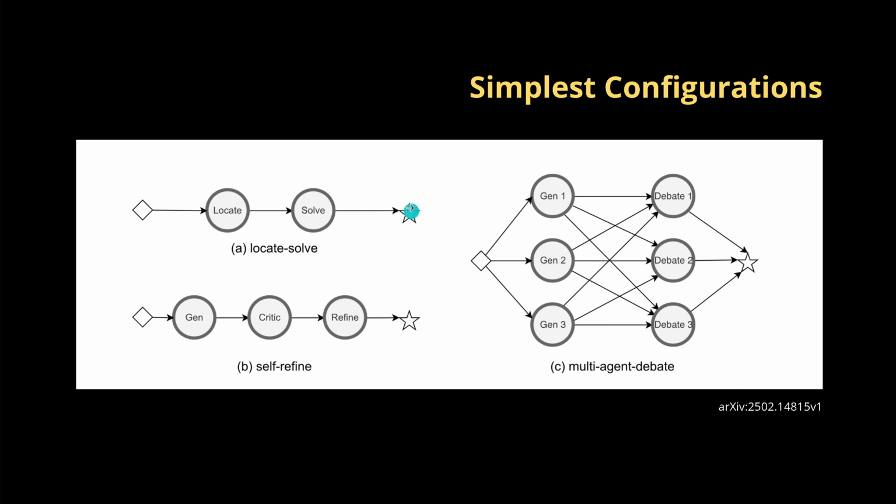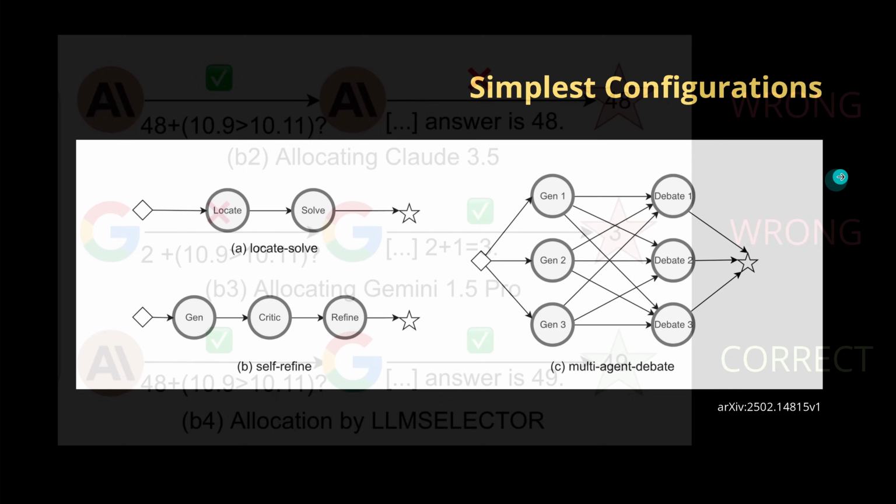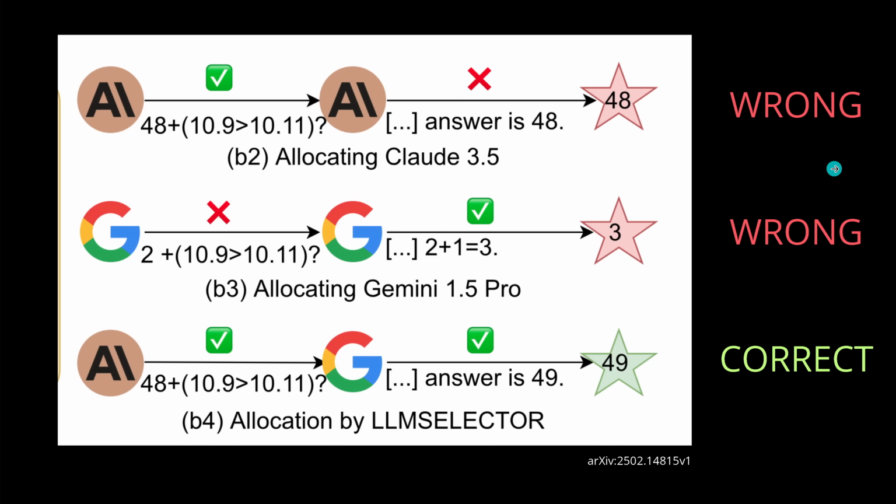But let's make it simple because it's such a beautiful day today. What about the simplest configuration? Let's take just two LLMs: a locate and a solve. Then we have a self-refine configuration where we generate something, we critique it, and we refine it. And then a very simple multi-AI agent debate structure where we have from the generative AI one, two, three ideas, then a short discussion going on, and then we have a consensus. Couldn't be easier, no?